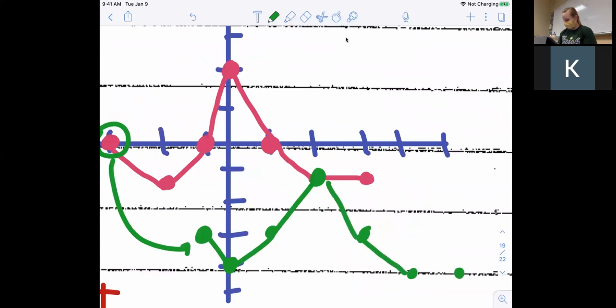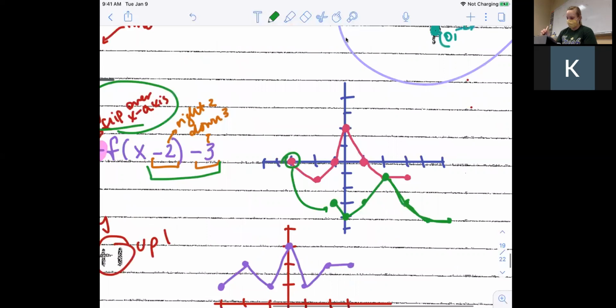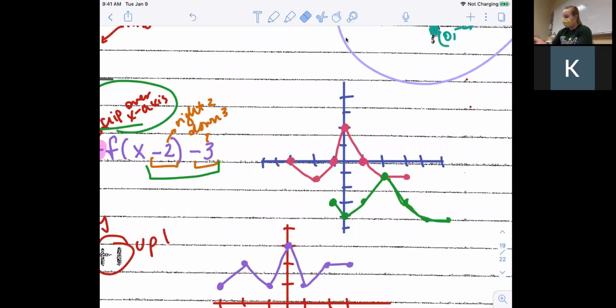All right, guys, and this is what mine looks like approximately, the green graph. Let me stop recording so that no one has to watch.